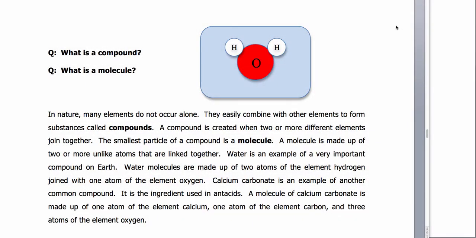So this reading in this video is about what happens when we have more than one type of atom making up a substance, or what happens when we have two atoms of the same substance that are joined together. So most of you are probably familiar with this water molecule. Most of you have probably seen this before.